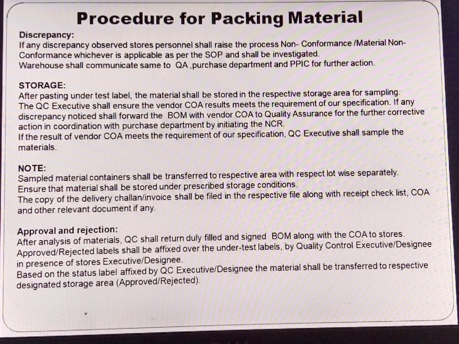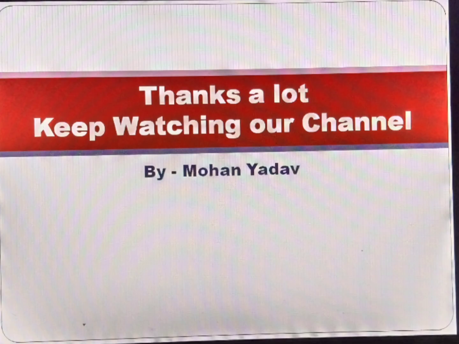Approval and rejection. After analysis of material, QC shall return duly filled and signed BOM along with the COA to the store. Approved and rejected label shall be affixed over the under test label by QC in presence of store executive. Based on the status label affixed by QC, the material shall be transferred to respective designated storage area, that is approved or rejected area.